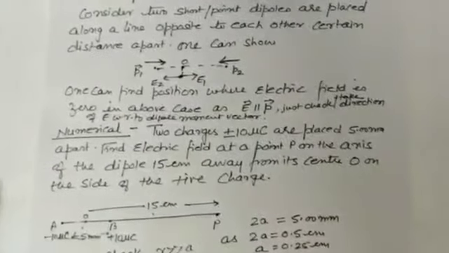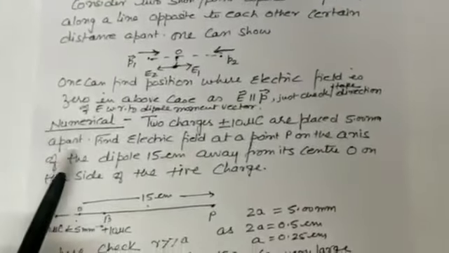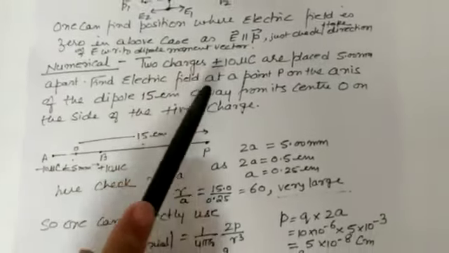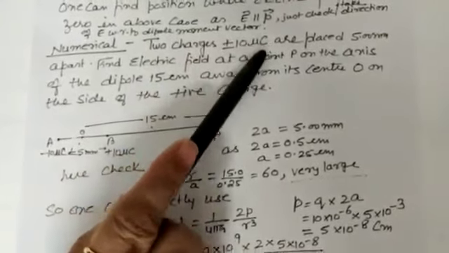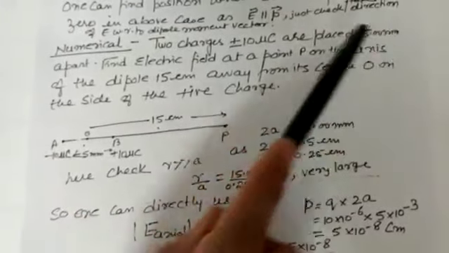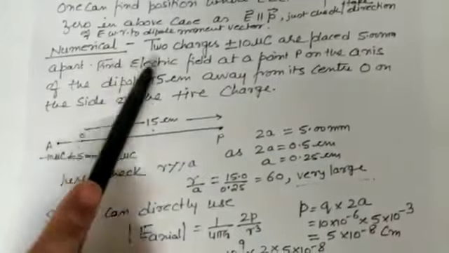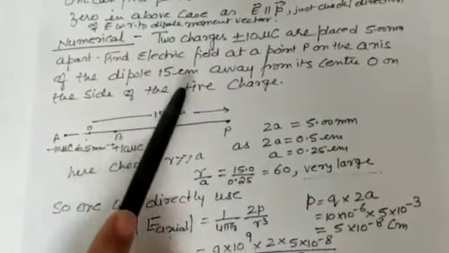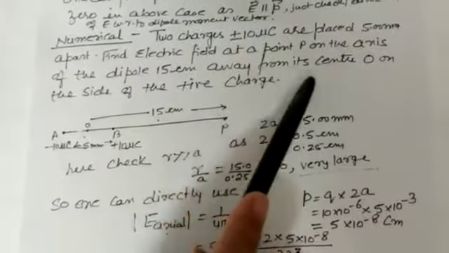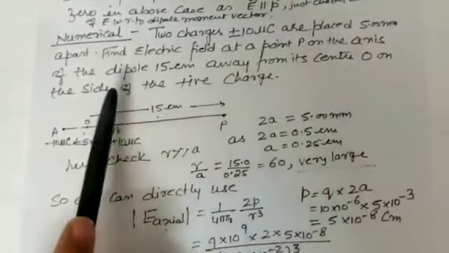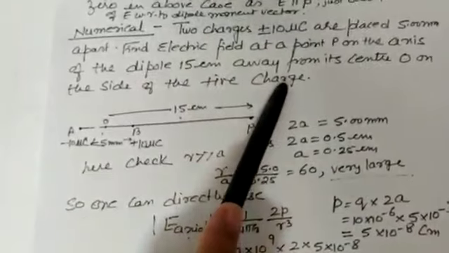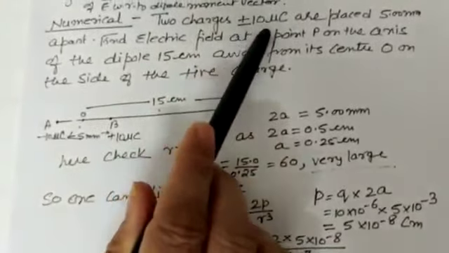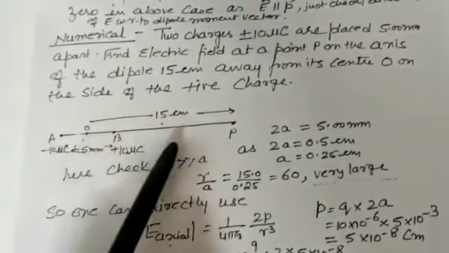Now let's do one numerical which is based on the electric field at an axial point. Two charges plus minus 10 microcoulomb are placed 5.00 mm apart. Find the electric field at a point P on the axis of the dipole 15 cm away from its center O on the side of the positive charge. Now you can see that the two charges given are plus minus 10 microcoulomb. So let us put it in the form of a diagram.